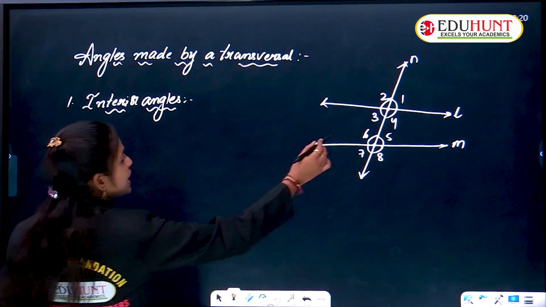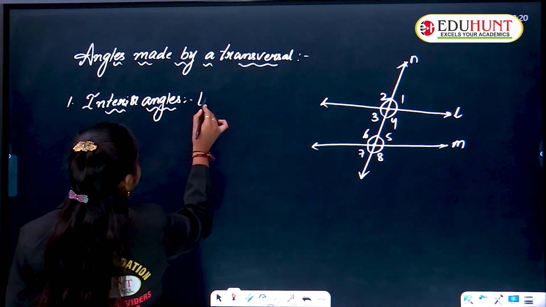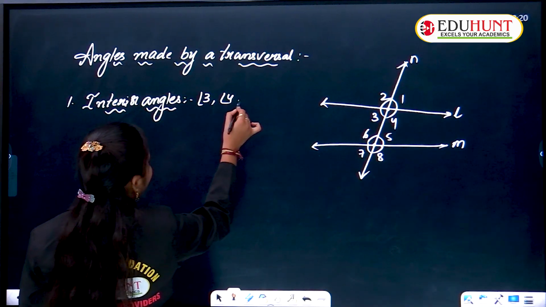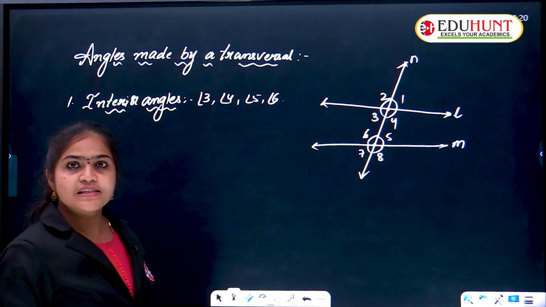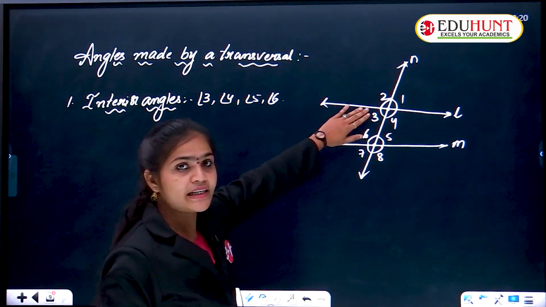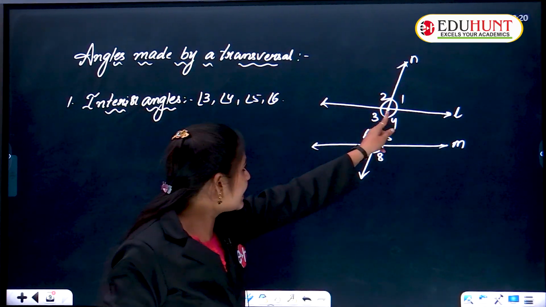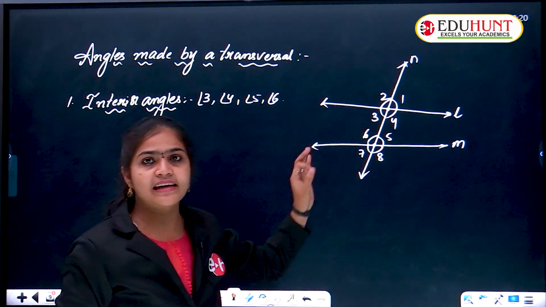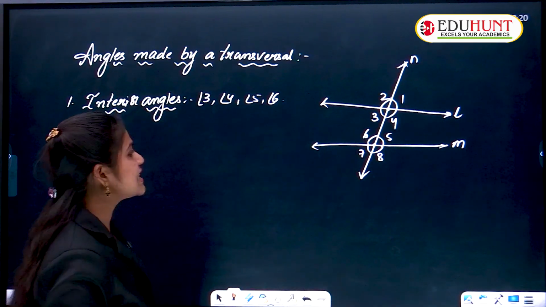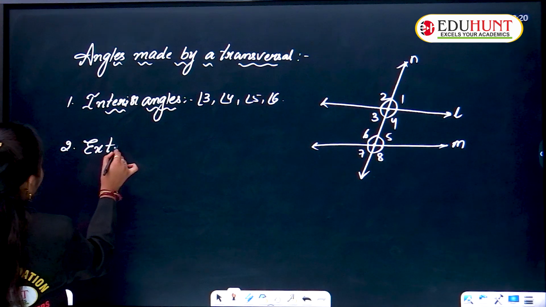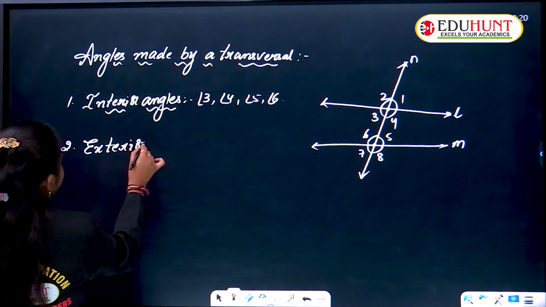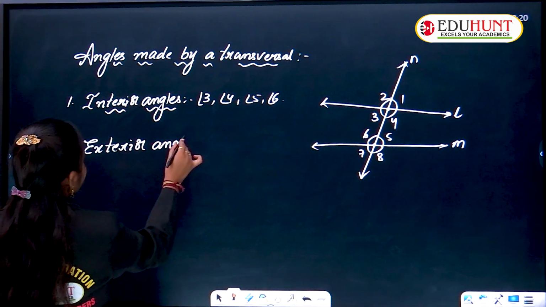Understood? Now which angles can we say here? Angle 3, angle 4, angle 5, angle 6, which means the angles which lie inside of the two intersecting lines. Inside angles we will call interior angles. Interior completed, no? Next one, exterior angles.